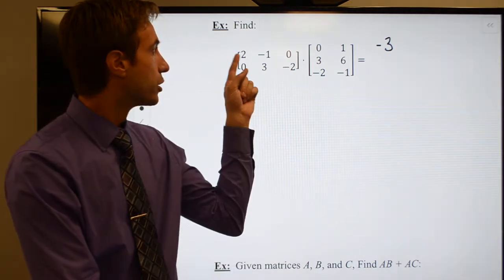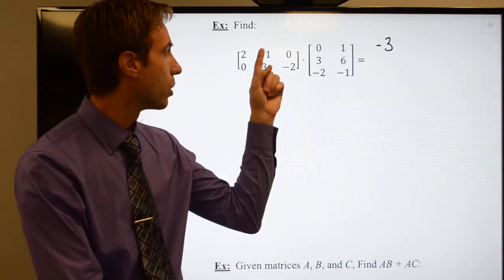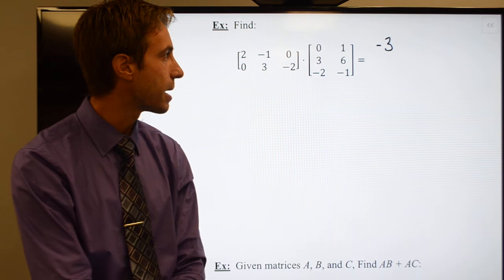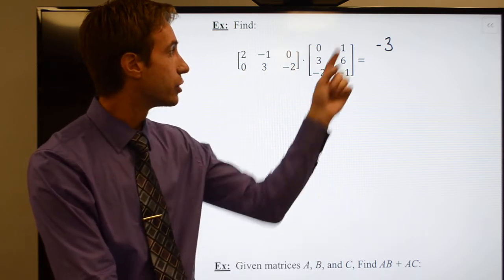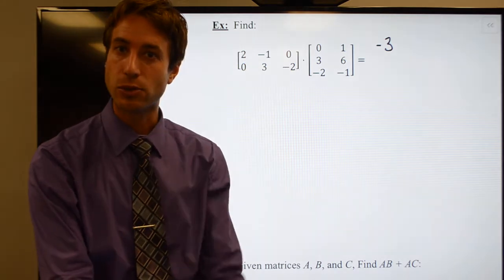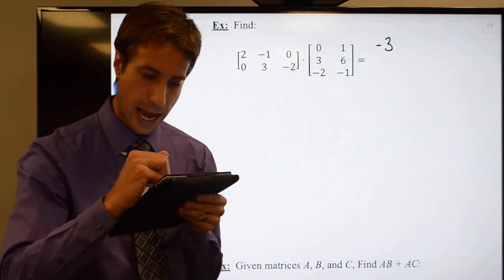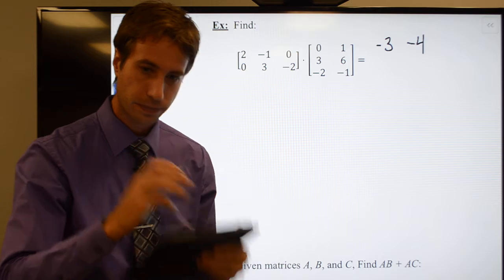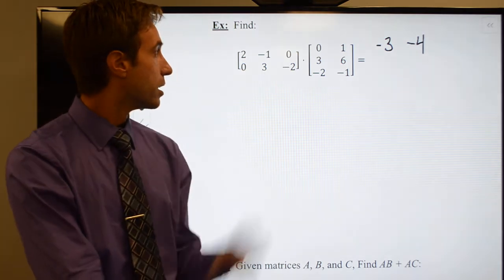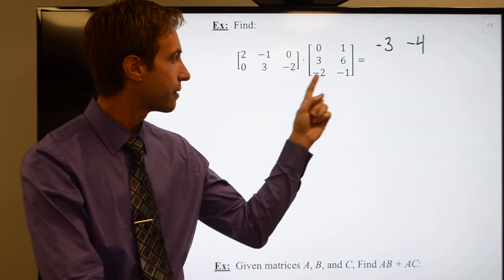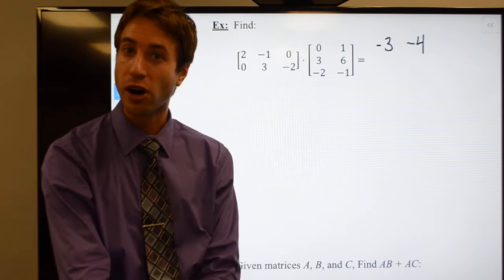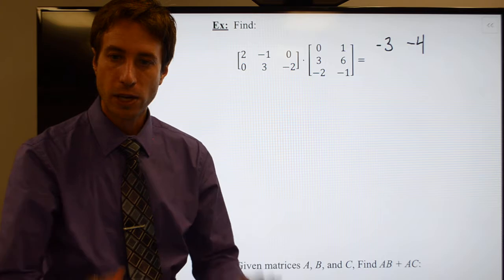Let's keep going. 2 times 1 is 2. Negative 1 times 6 is going to be a minus 6. 0 times 1, that's just 0. So what I have is 2 and a negative 6, which leaves me with a minus 4 when I add those together. Let's keep going. 0 times 0, nothing. 3 times 3 is 9. Negative 2 times a negative 2 would be 4. And 9 plus 4 should be 13.